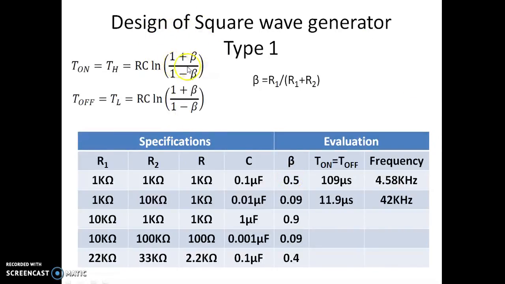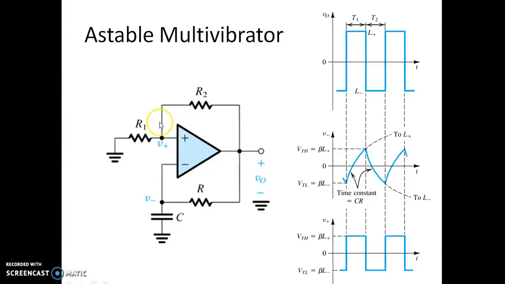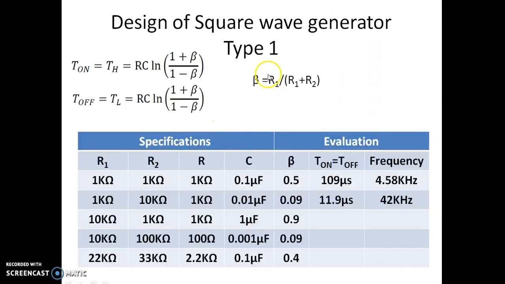Now let us have a look at the design part of it using the equation T on is equal to RC ln of (1 plus beta) by (1 minus beta), where beta is given by R1 divided by R1 plus R2. So care should be taken while calculating the beta value, as per the location of the resistor. If R1 is connected to non-inverting and ground, then only you should take this as R1 by R1 plus R2. Otherwise, appropriately you have to consider.